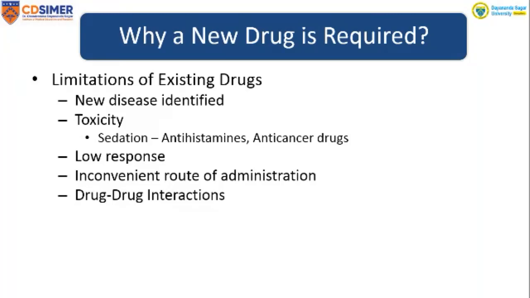Also, there are chances that when you give two drugs together, because two diseases are there, or the disease is not getting controlled with one drug, so you have to add another drug. At that time, if there are some favorable drug-drug interactions, we don't have any problem. But sometimes you get unfavorable drug-drug interactions, then you will have a problem. So to overcome such drug-drug interactions, we also require new drugs.